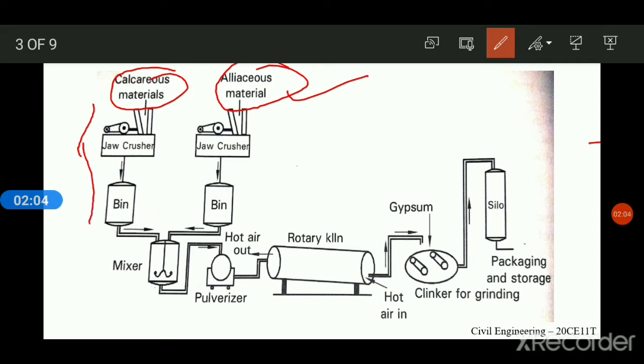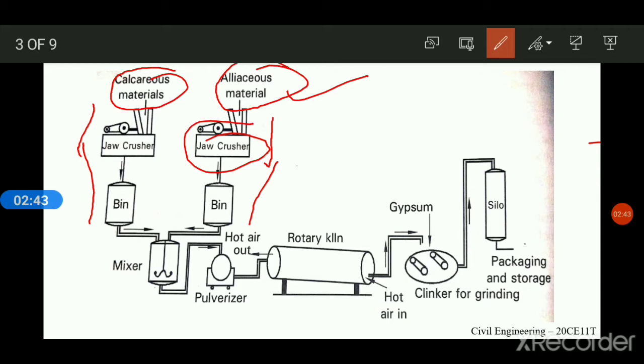Here the argillaceous material, that is clay, is fed into the crushers and then into the bin. I repeat: the raw materials are first reduced to a size of 20 mm in crushers, and the crushed material is ground to fine particles in a ball mill and tube mill. I'll explain the ball mill and tube mill later.